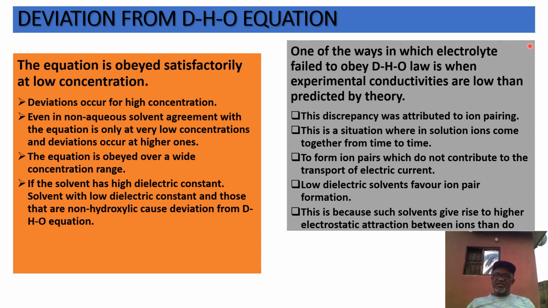And again, one of the ways in which electrolytes fail to obey this equation, this discrepancy was attributed to ion pairing. There's what we call ion pairing. This is a situation where in solution, ions come together from time to time. So they are no longer free. They pair up in solution from time to time to form ion pairs which do not contribute to the transport of electric current. Low dielectric solvents favor ion pair formation. This is because such solvents give rise to higher electrostatic attraction between ions.